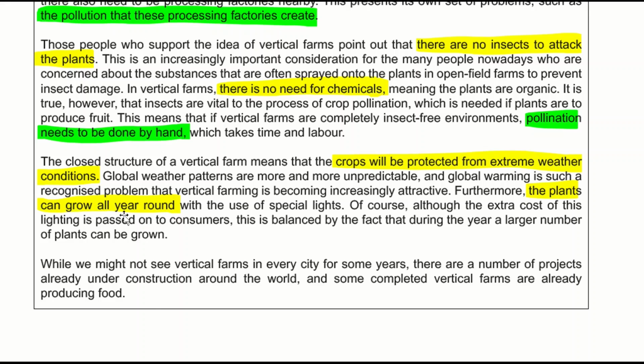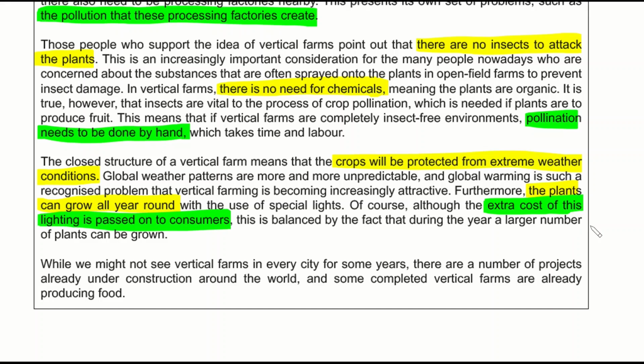So I'm going to highlight them in yellow as an advantage because in vertical farming they can grow at any time of the year. Of course, although the extra cost of this lighting is passed on to consumers, that sounds like a disadvantage. When we're talking about extra costs, nobody likes to pay more than they have to, so extra cost is passed on to the consumers. The consumers are the people who buy the produce. This is balanced by the fact that during the year a larger number of plants can be grown. Okay, so again, that sounds like an advantage.